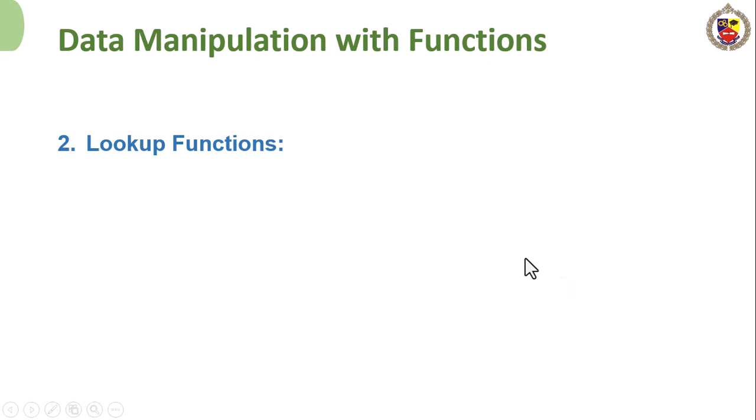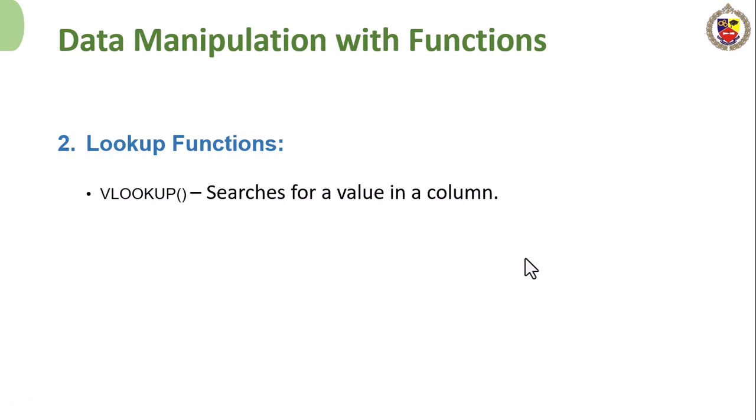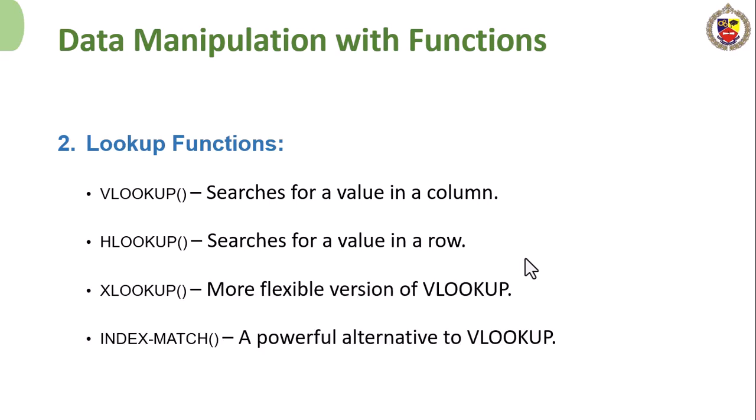Lookup functions allow us to search for specific information across a table or range. This is especially useful when working with large data sets where you need to match or retrieve related information quickly, like finding a product price based on its color or pulling a student name from an ID number. So with the use of lookup functions, such as VLOOKUP, HLOOKUP, XLOOKUP, and index and match, you can get this done.